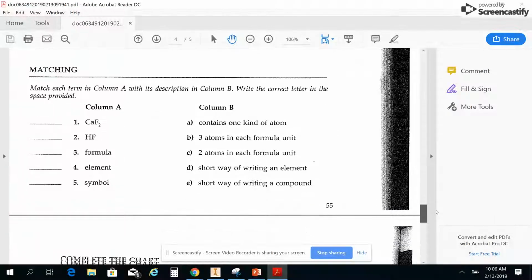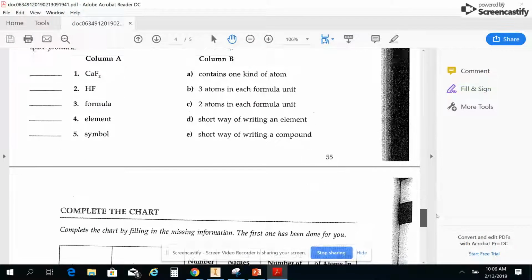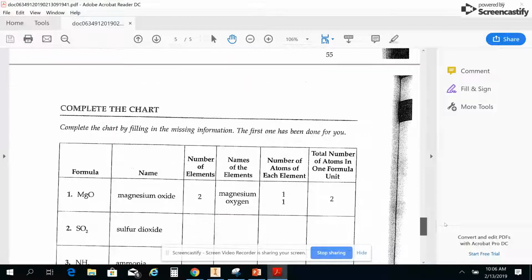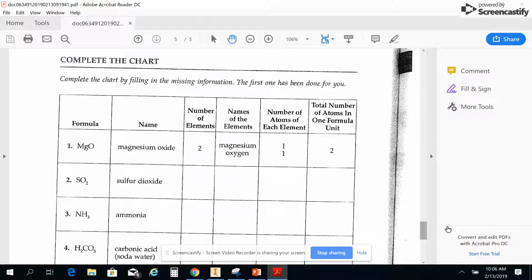Then we have matching. Again, refer back to your reading and the examples. And then on the completing the chart, we're just going to fill in the missing information. The first one has been done for you, so I'm going to walk you through the example. We're given a formula of MgO. The name is magnesium oxide.